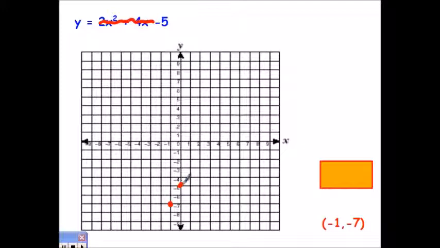So I've got my vertex, I've got the y-intercept. Let's find one more point. I'm going to go ahead and stick to the same side of the axis of symmetry. So I'm going to try for x being equal to 1. Let's see what happens.